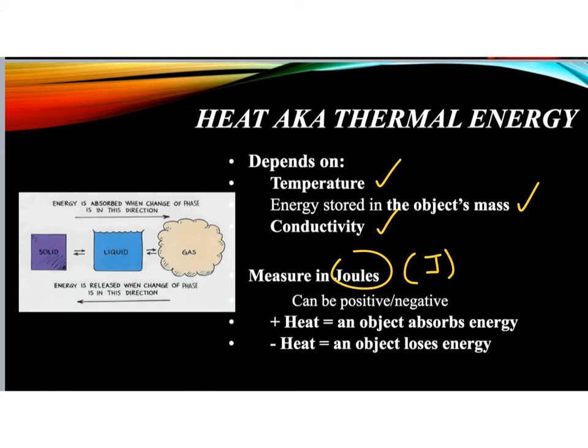Heat energy can be positive or negative. So when we're talking about potential energy, kinetic energy, we said it was all positive. There's no direction here. We will refer to positive heat and negative heat referring to whether or not an object is absorbing energy or if it's losing energy. So if an object absorbs energy, we say that it's got positive heat, and if an object loses energy, we say it's got negative heat.